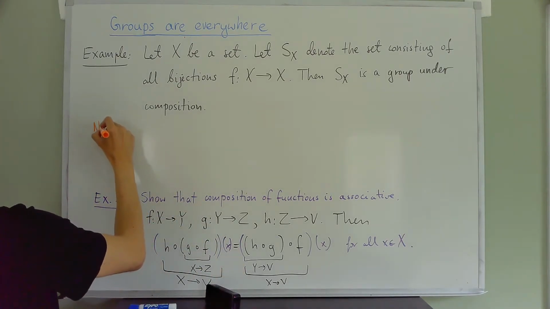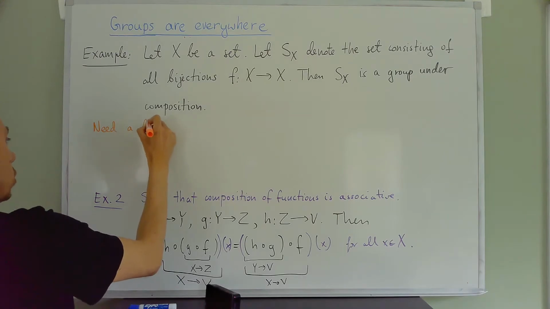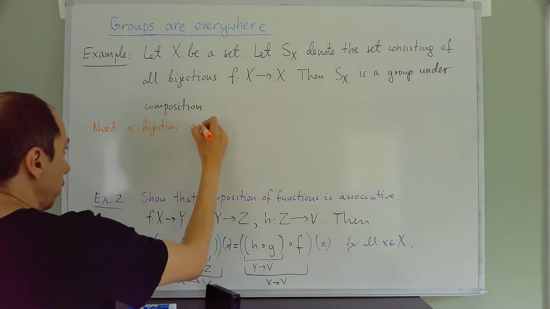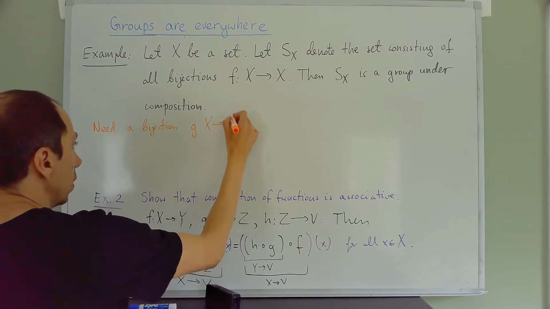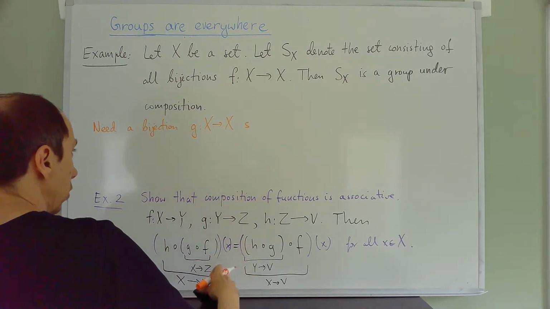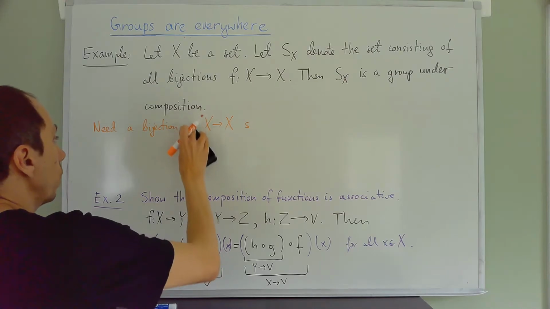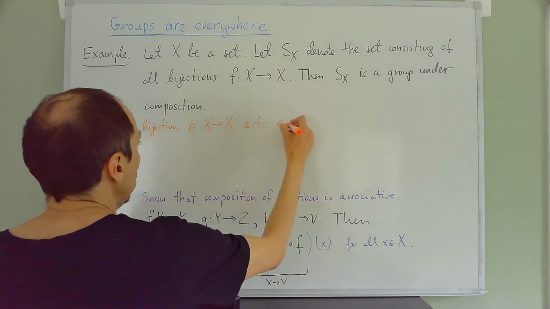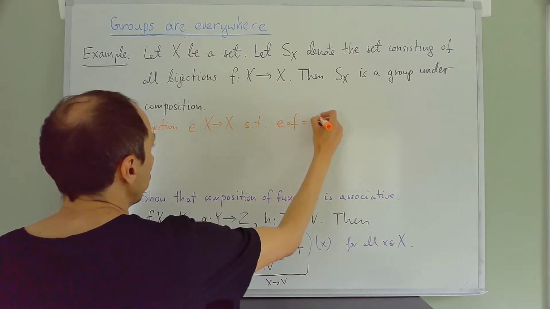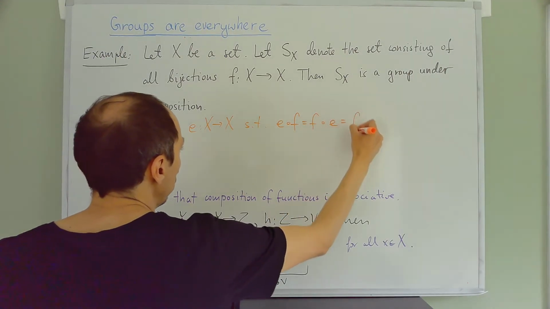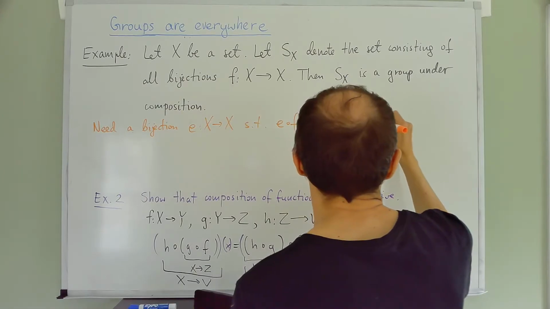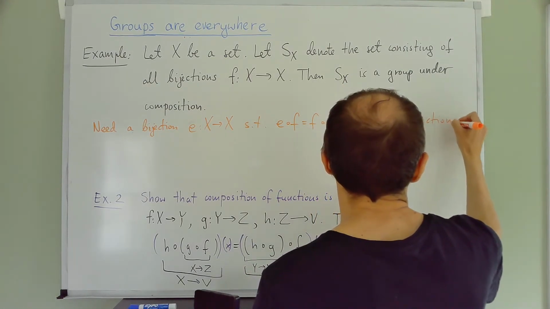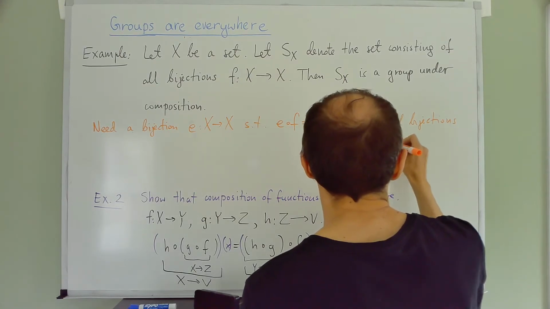Need a bijection E from X to X, such that E composed with F is equal to F composed with E is equal to F, for all bijections F from X to X.